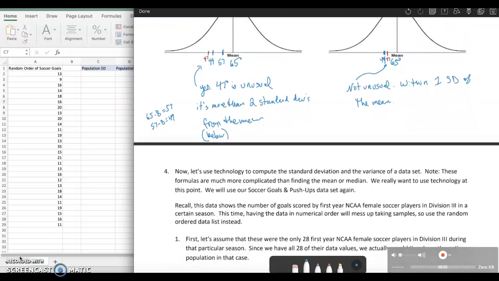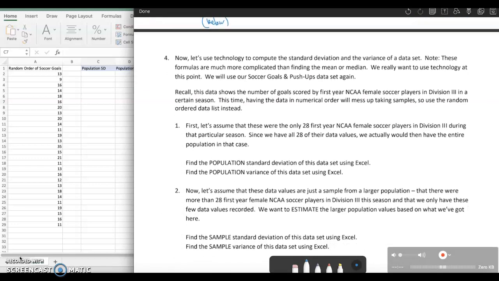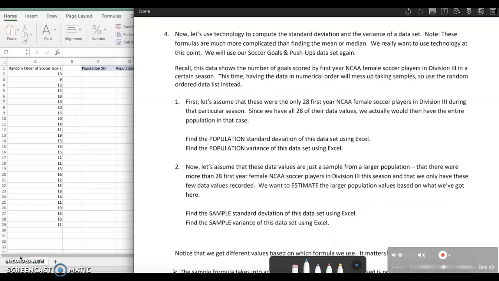Now we want to move on and actually use some technology to compute the standard deviation and the variance of a data set. Because these formulas are so much more complicated than finding the mean or the median, we are always going to use technology to do this. We are never going to do this by hand. And I have pulled back up that soccer goals and push-ups data again, where we are going to be looking at the soccer goals, and I've moved on to sheet number 4 in this case.